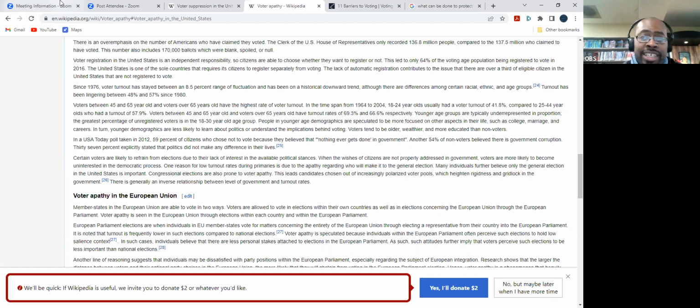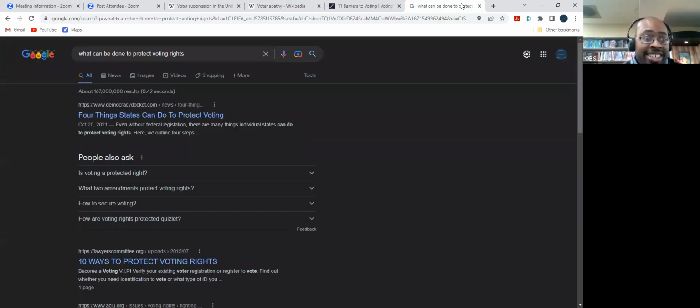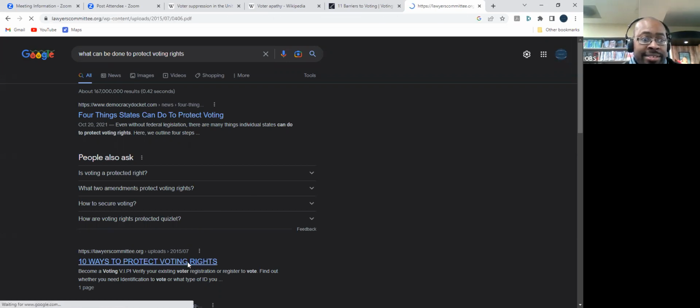And then finally, what can be done to protect voting? In a moment, here are 10 things that can be done to protect voting.